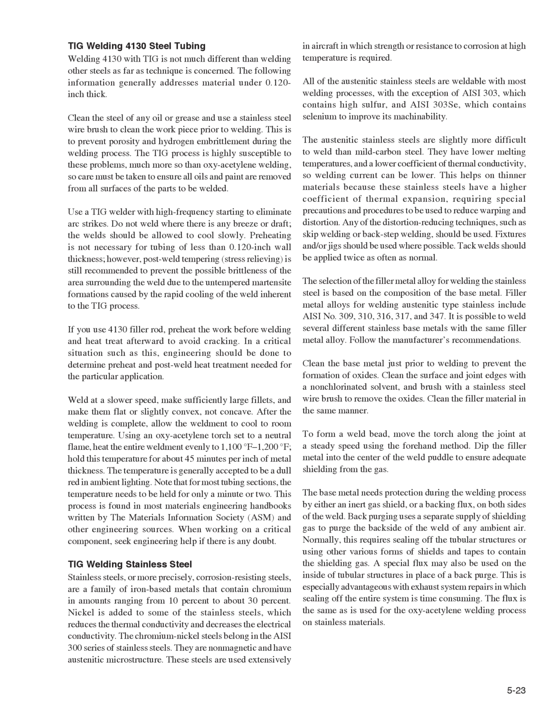Use a TIG welder with high frequency starting to eliminate arc strikes. Do not weld where there is any breeze or draft; the weld should be allowed to cool slowly. Preheating is not necessary for tubing of less than 0.120 inch wall thickness. However, post-weld tempering, stress relieving, is still recommended to prevent the possible brittleness of the area surrounding the weld due to the untempered martensite formations caused by the rapid cooling of the weld inherent to the TIG process.